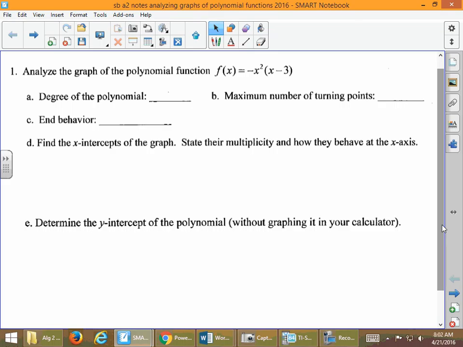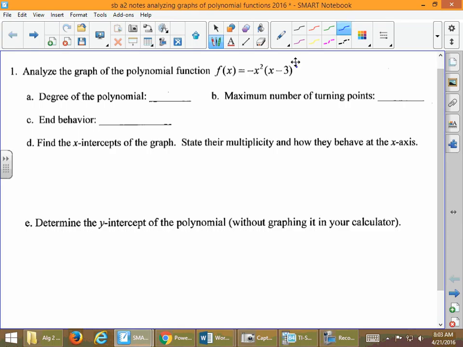So when we look at this first one, it says analyze the graph of the polynomial function. And the first thing that it asks us is, what is the degree of this function? If we look at our exponents here, there's an exponent of 2 and there's an exponent of 1, which means that the degree of our polynomial is 3. And how many turning points can we have if the degree of our polynomial is 3? Same number.